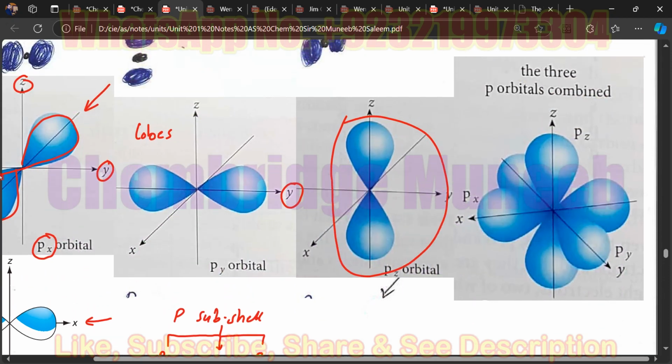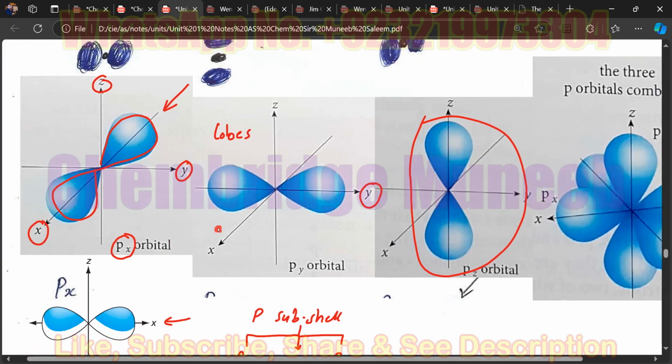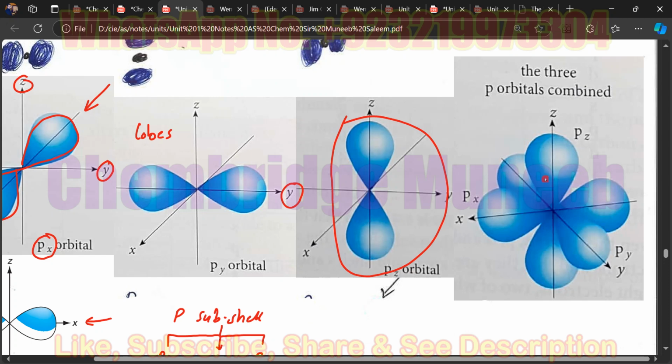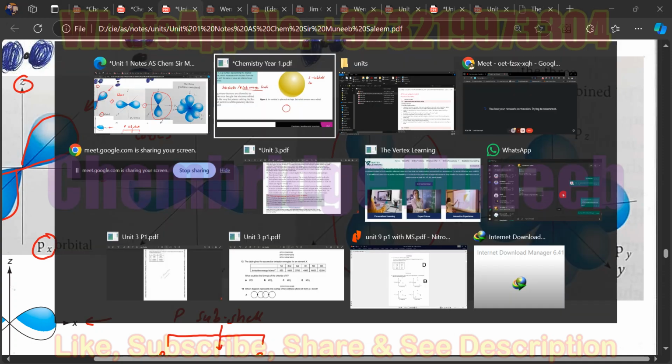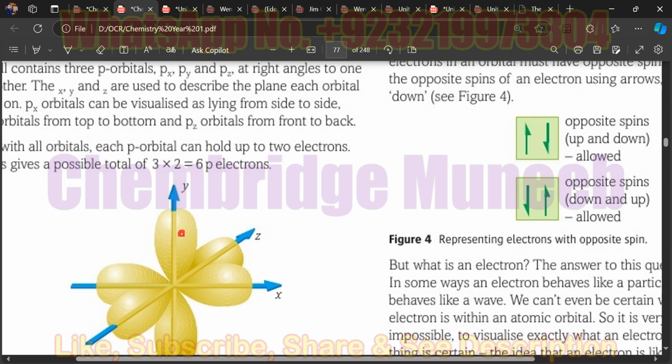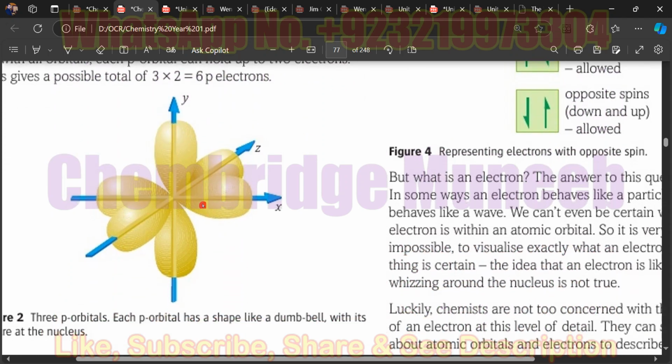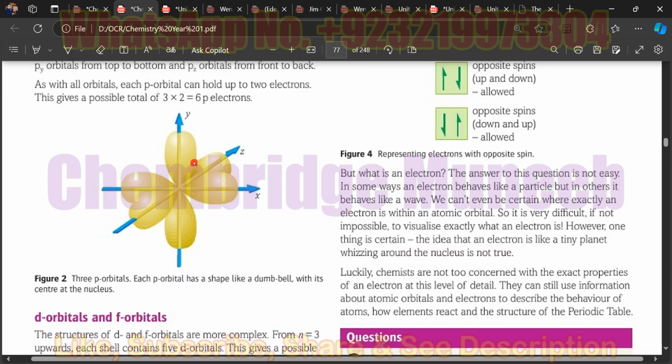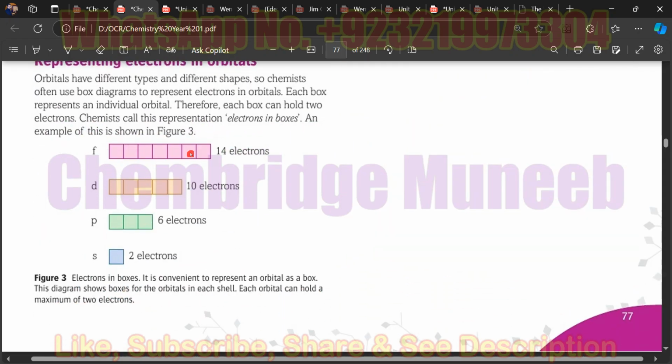Now these 3 are the orbitals of the p subshell, because the p subshell contains 3 orbitals: px, py and pz. Now if you combine all of these 3 orbitals into a single diagram, you will get a picture like this. This is the picture when all the 3 orbitals of the p subshell are combined together, and this is the picture which is mentioned here. The 3 orbitals of the p subshell are collectively shown here. Is that clear? Yes. Alright.